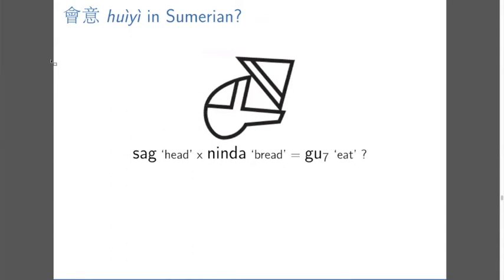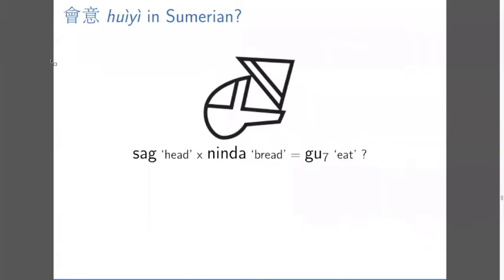Let's look at Sumerian. Does Sumerian have huiyi characters? I don't know what the Sumerianists say. They probably don't call them huiyi characters in any case. But here is one example I have seen discussed in the secondary literature: sag plus ninda, so head plus bread, can be read gu, which means eat. I just want to point out that it is not necessary to look at this picture and analyze it as sag plus ninda. You can just say it's a person putting bread in their mouth. The iconic relationship is still there. And it becomes a philological question.